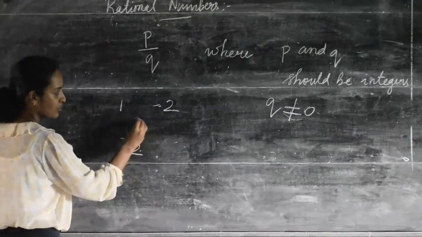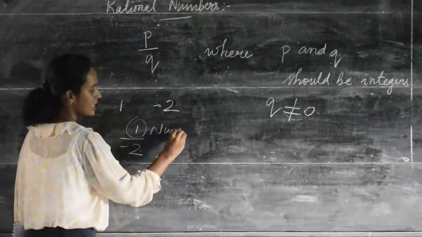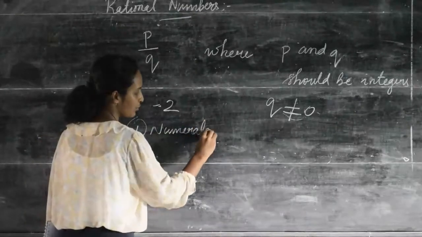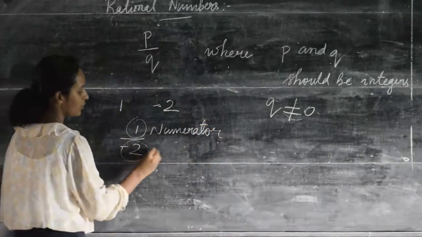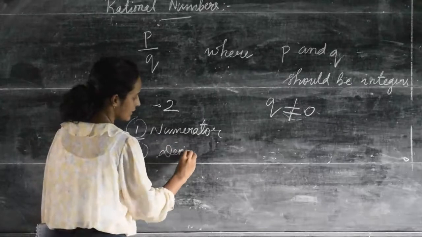This is called the numerator. You have studied this in lower classes. This is called the numerator. And this is called the denominator, right? This is called the denominator.